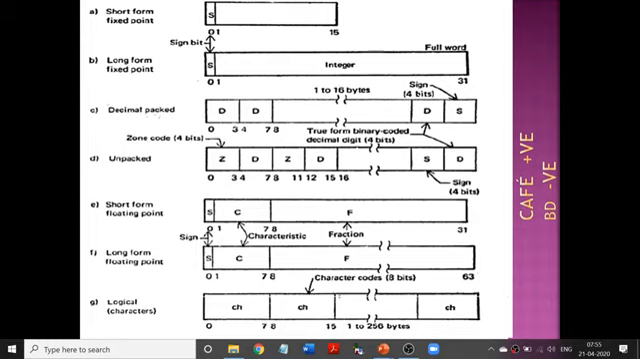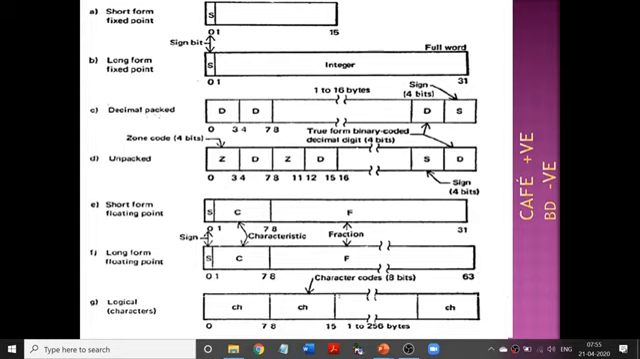Yes. So what have we seen so far? Short form fixed point number, long form fixed point number. Short form fixed point, how many bits? 16 bits. Long form fixed point, 32 bits. Short form floating point, 32 bits. Long form floating point, 64 bits. Yes. So we will go to the next one.